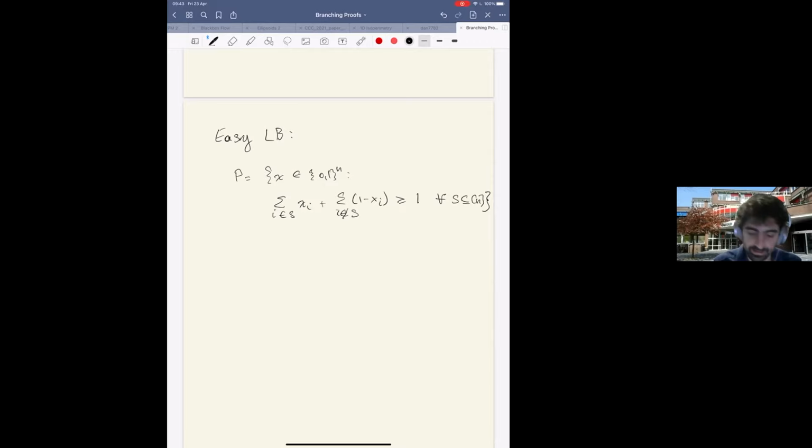So these are all possible n-SAT clauses. And the claim is that any branching proof has length 2 to the n over n.